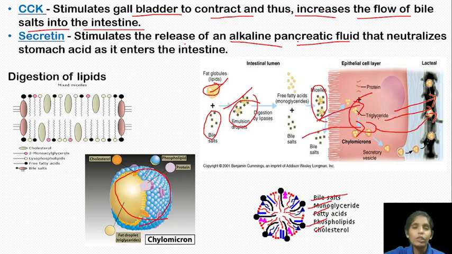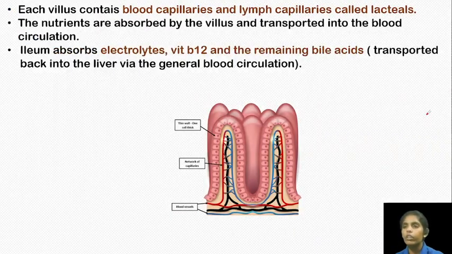From the liver, the bile salts will again enter the small intestine, and again they will be used in the digestion of the fats. So this cycle is known as the enterohepatic circulation. From the small intestine, the bile salts will enter the blood circulation. From the blood circulation they will enter the liver, and from the liver, through the bile, it will again enter the small intestine. So it is a cycle.